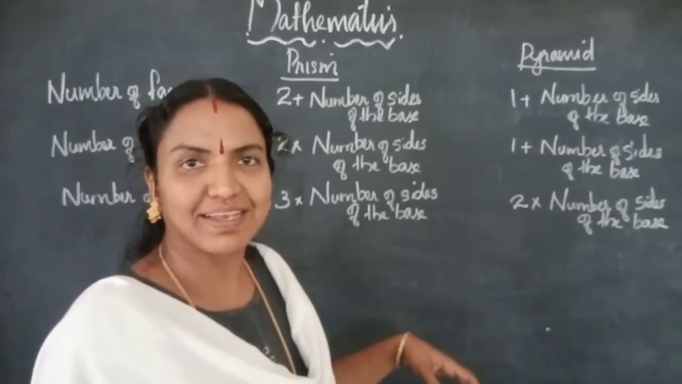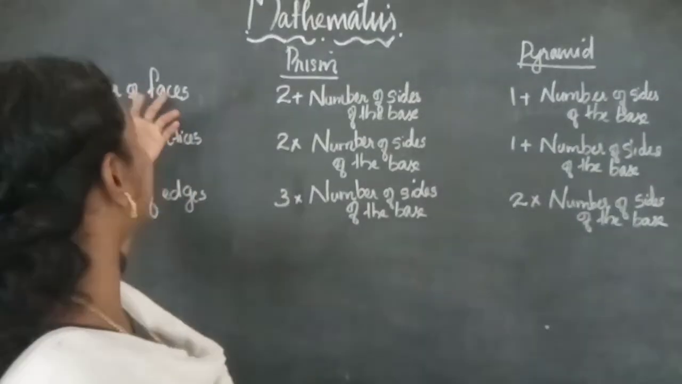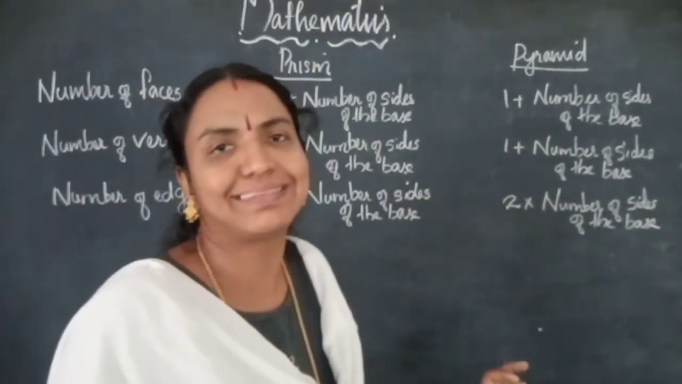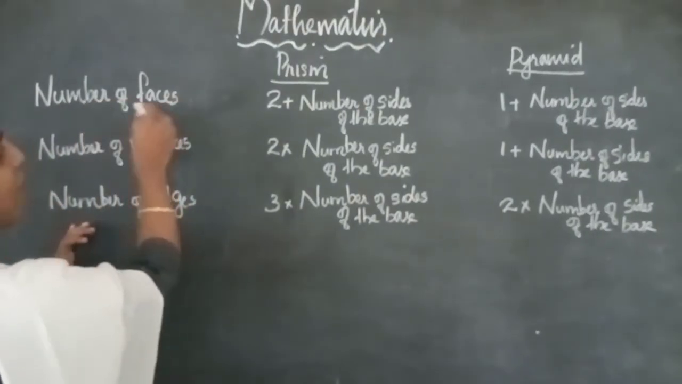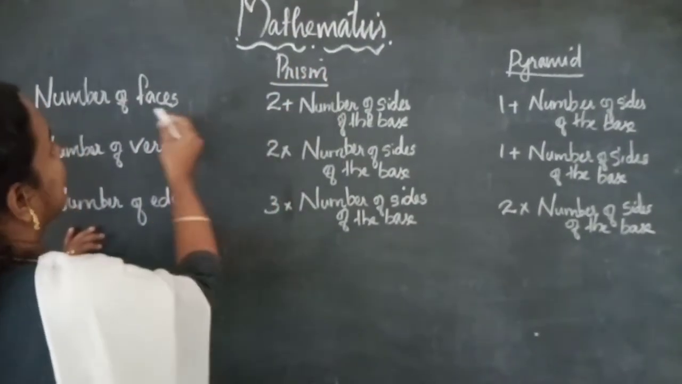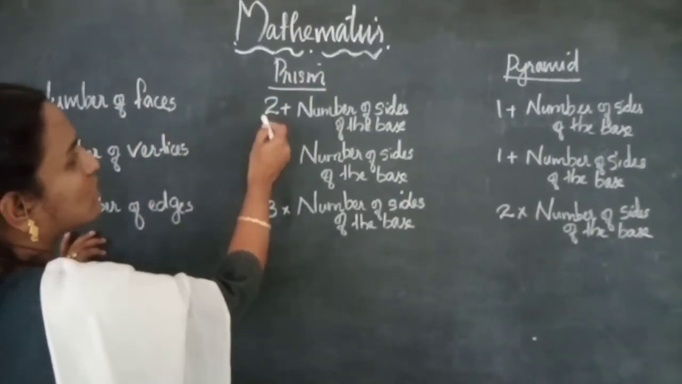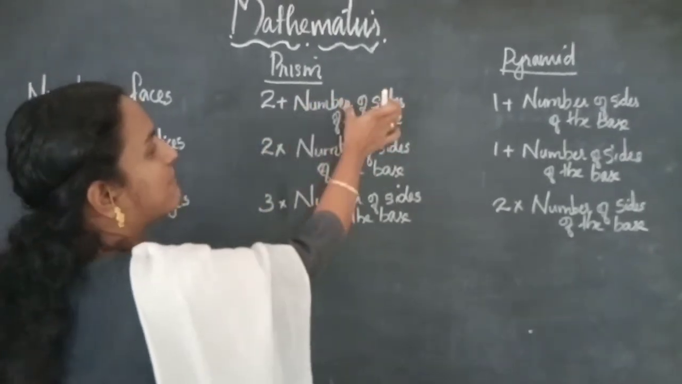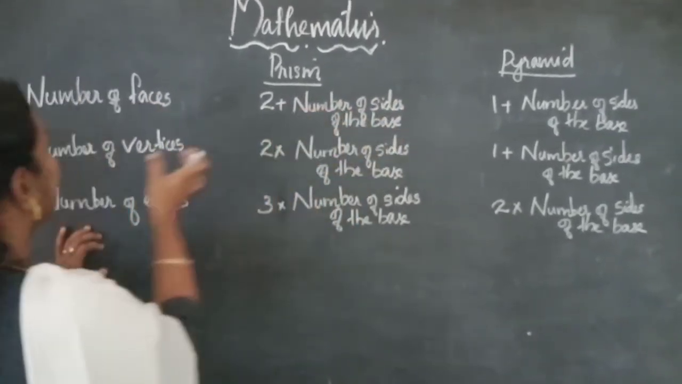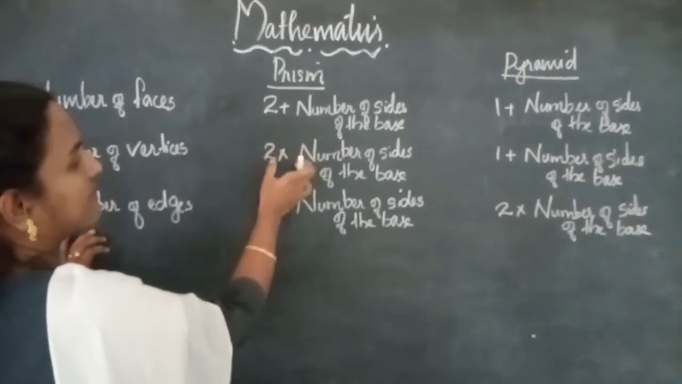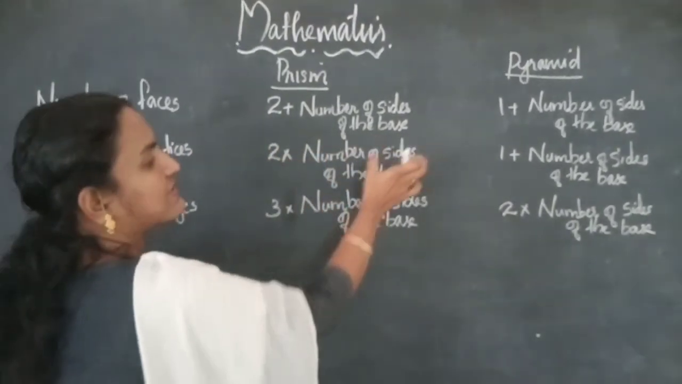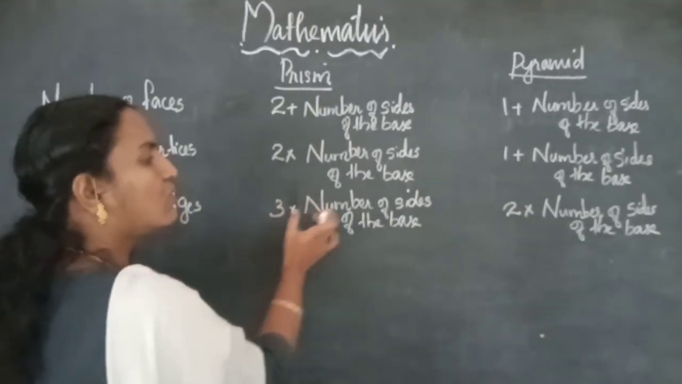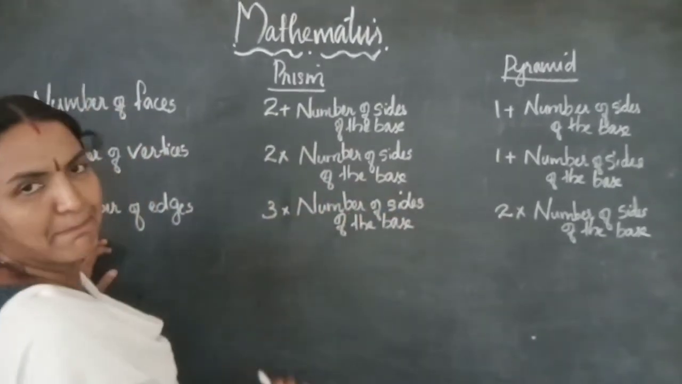Next, we have to discuss how to find the number of faces, vertices and edges of prism and pyramid in an easier way. Number of faces. Here the prism, how to find the number of faces? 2 plus number of sides of the base. Then number of vertices in the prism is 2 into number of sides of the base. Then number of edges, 3 into number of sides of the base.